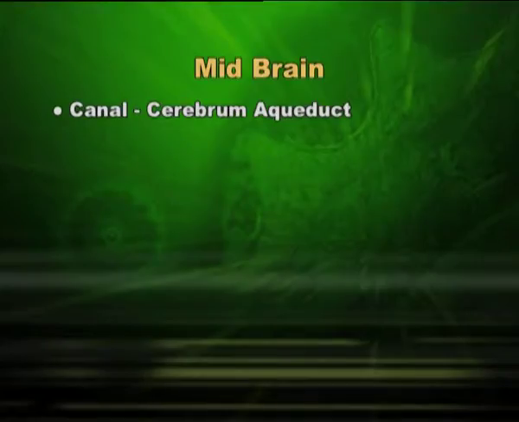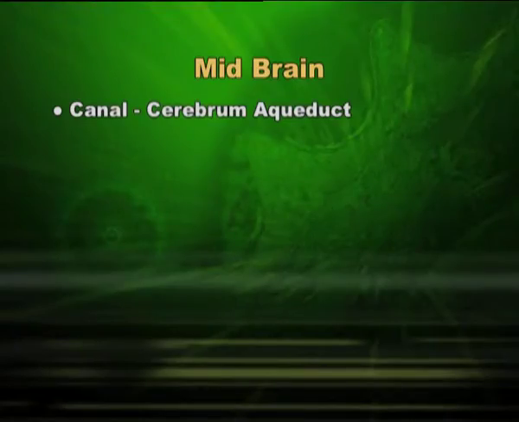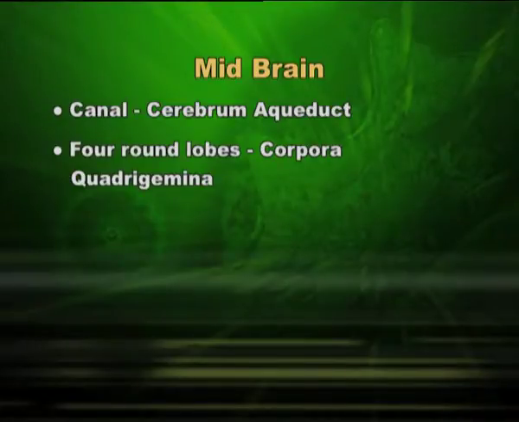Midbrain has a canal which is called cerebral aqueduct. The word cerebral comes from cerebrum. This is a kind of canal which is going to continue little further. It also has 4 round structures which we call lobes or quadrigemina. These 2 parts really make the midbrain, but midbrain has many other roles to play.